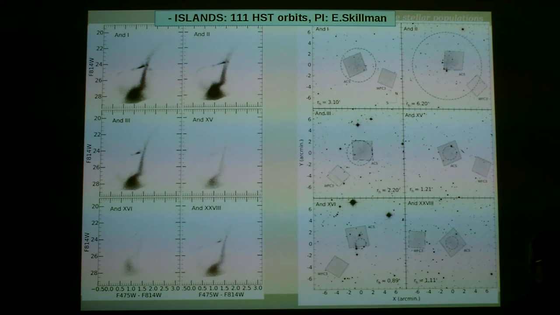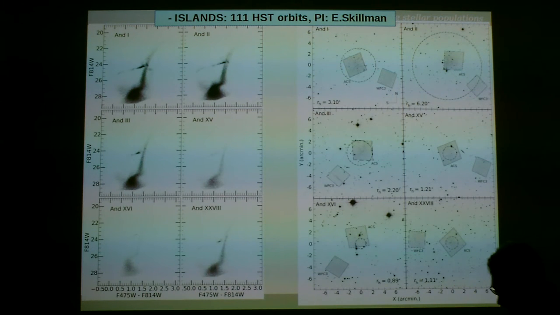I'm going to finish by presenting the project we are working on now. This is the HIDALGO project, consisting of 111 orbits with the Hubble Space Telescope to observe six satellites of the Andromeda galaxy. We have this nice picture here, the color-magnitude diagram. We have obtained the photometry, and this is the distribution of the central field observed with the ACS and the parallel field observed with the Wide Field Camera 3.